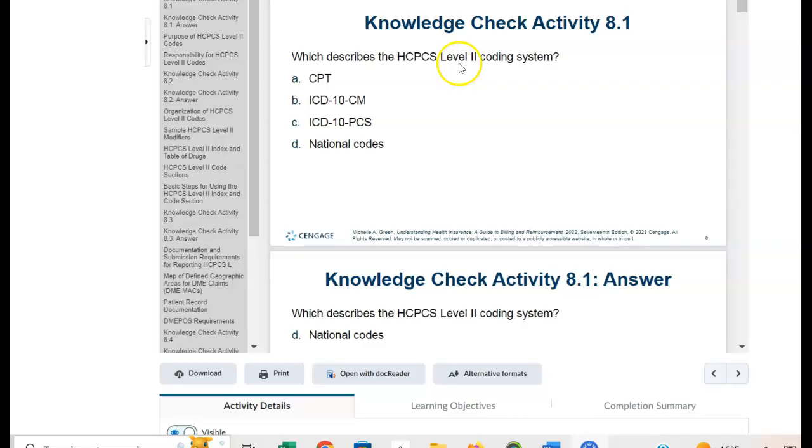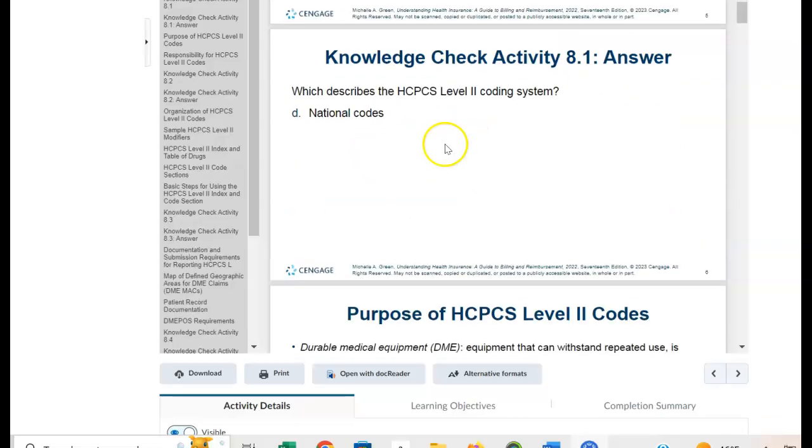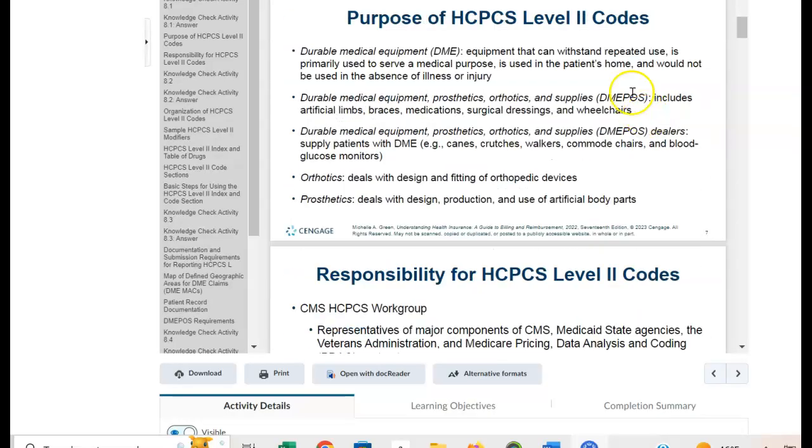Okay, which describes HCPCS level 2 coding system? Check your answer. It's going to be D, national codes. Here we have the purpose of HCPCS level 2 codes, durable medical equipment. Okay, this would be possibly like oxygen tanks in a home. As we stated before, orthotics, any supplies, canes, crutches, walkers.